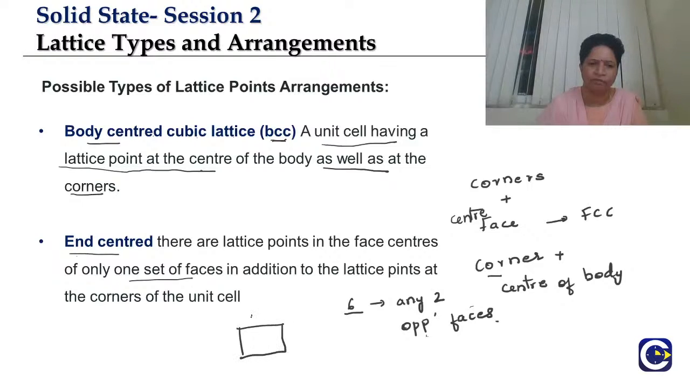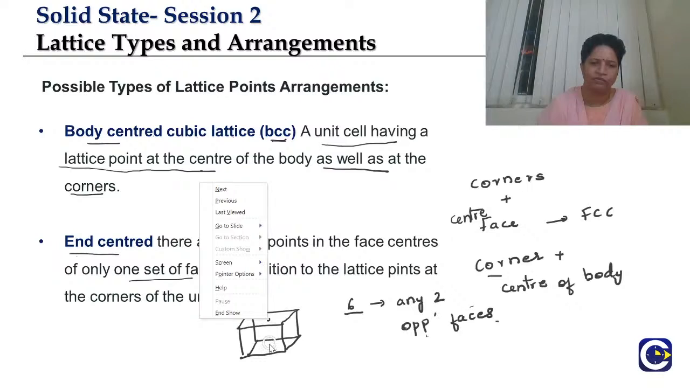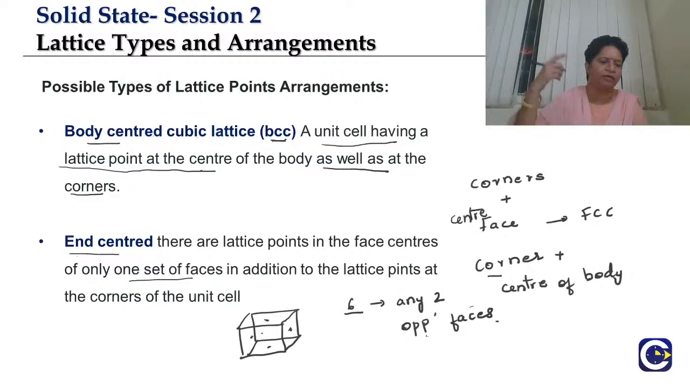Again, let me go over the simple structure of this. It can be either at these 2 positions, or at these 2 positions, or one up and one below. So it can be any 2. What is the basic difference between face centered and end centered? In face centered, you find lattice points along all the faces, while in end centered you find them only at 2 opposite faces. Any doubt? Shall I continue, or if you have any doubt, do ask.